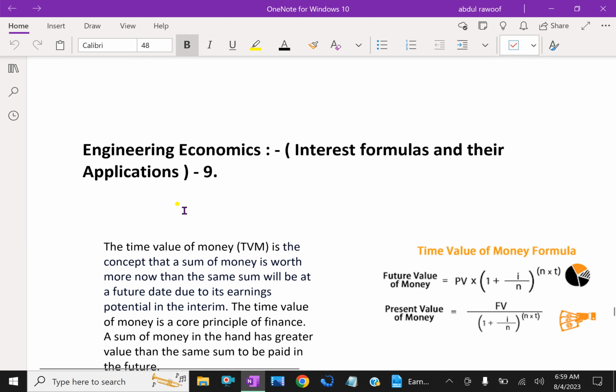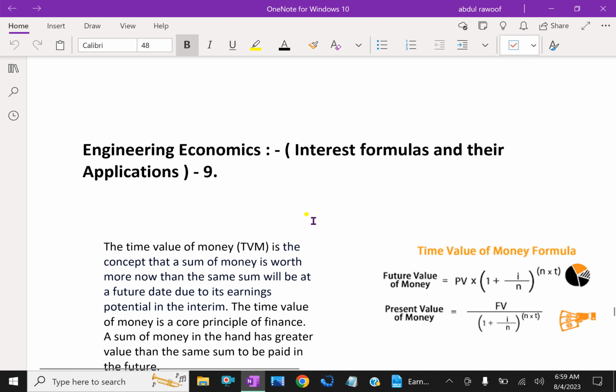Welcome to aminacademy.com. In engineering economics, let us discuss interest formulas and their applications. In that, we can first express the present value and future value of money.